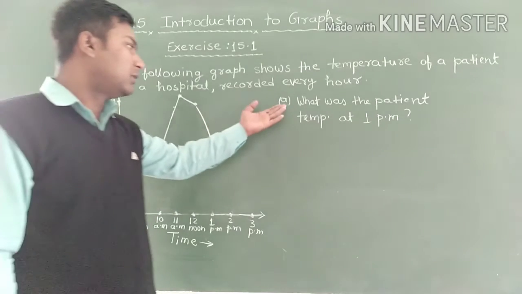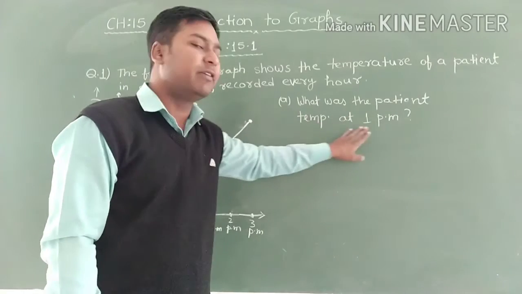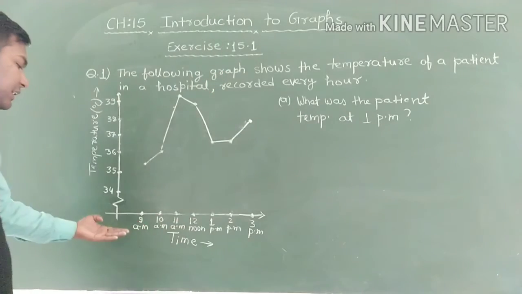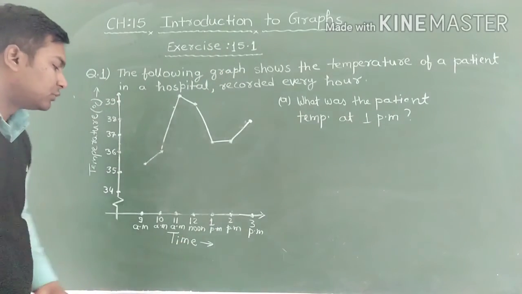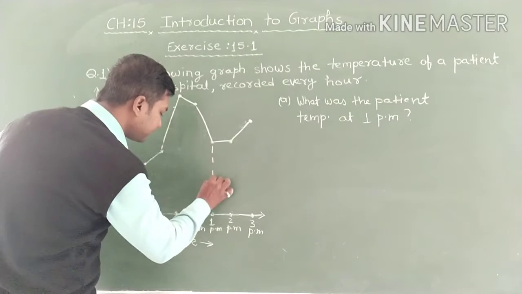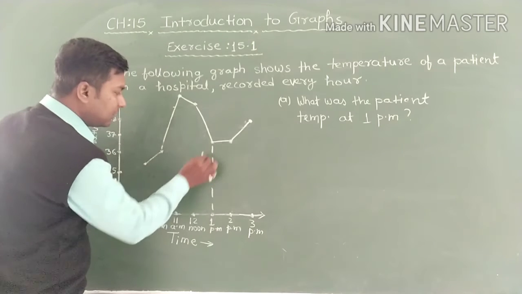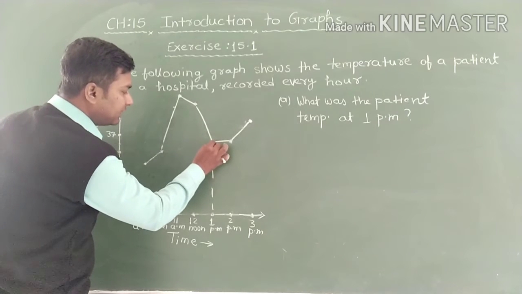Now question A part. What was the patient's temperature at 1 p.m.? So simply we can see here, this is 1 p.m. So just draw a dotted line here, a dotted line at 1 p.m. Okay, so this point we can meet here.